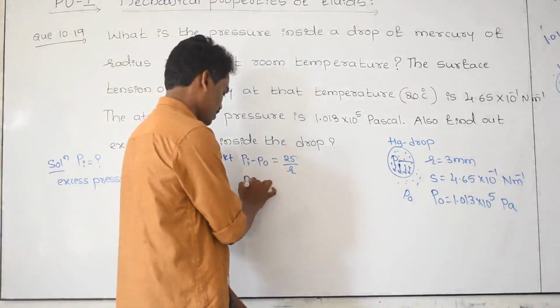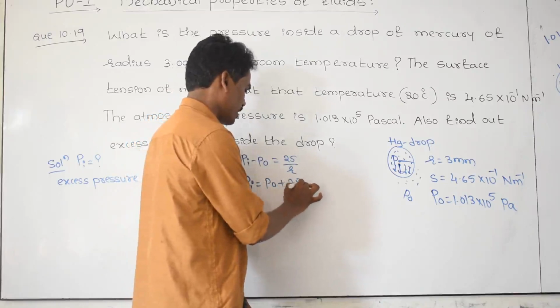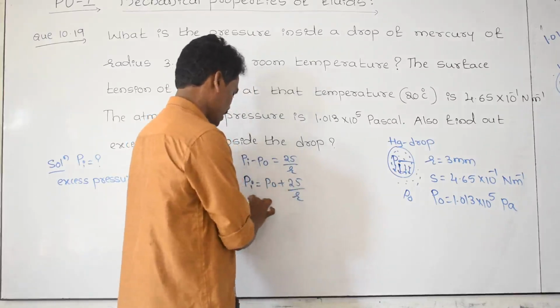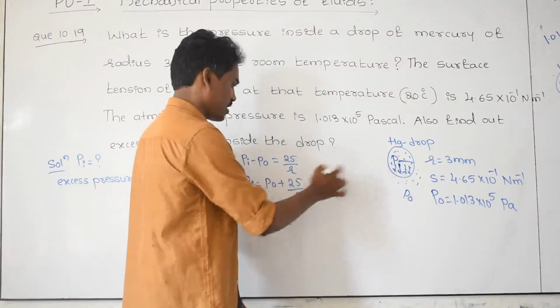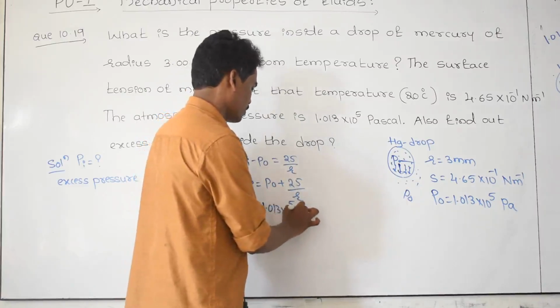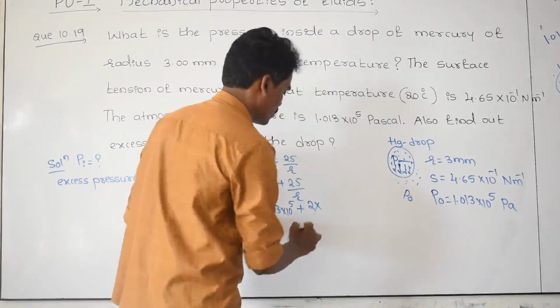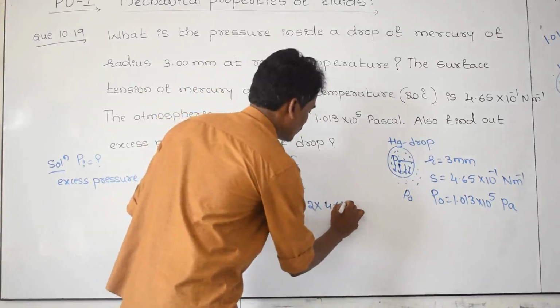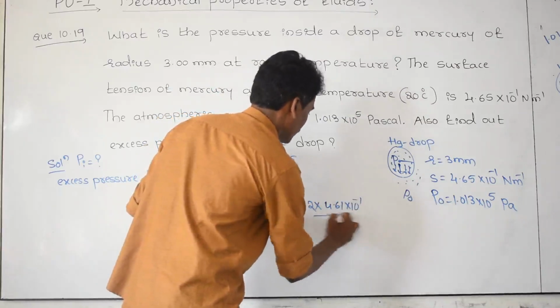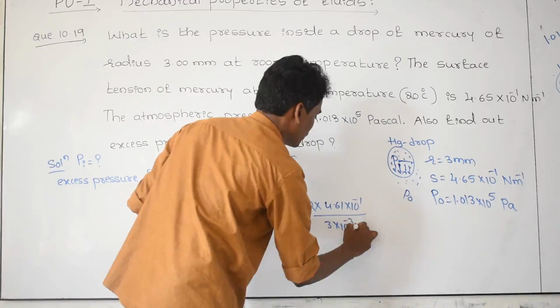Pi. Pi is equal to P0 plus 2s by r. Substituting, P0 is given as 1.013 into 10 to the power of 5, plus 2 into s, which is given as 4.61 into 10 to the power of minus 1, divided by radius. In terms of meter, I am taking 3 into 10 to the power of minus 3 meter.